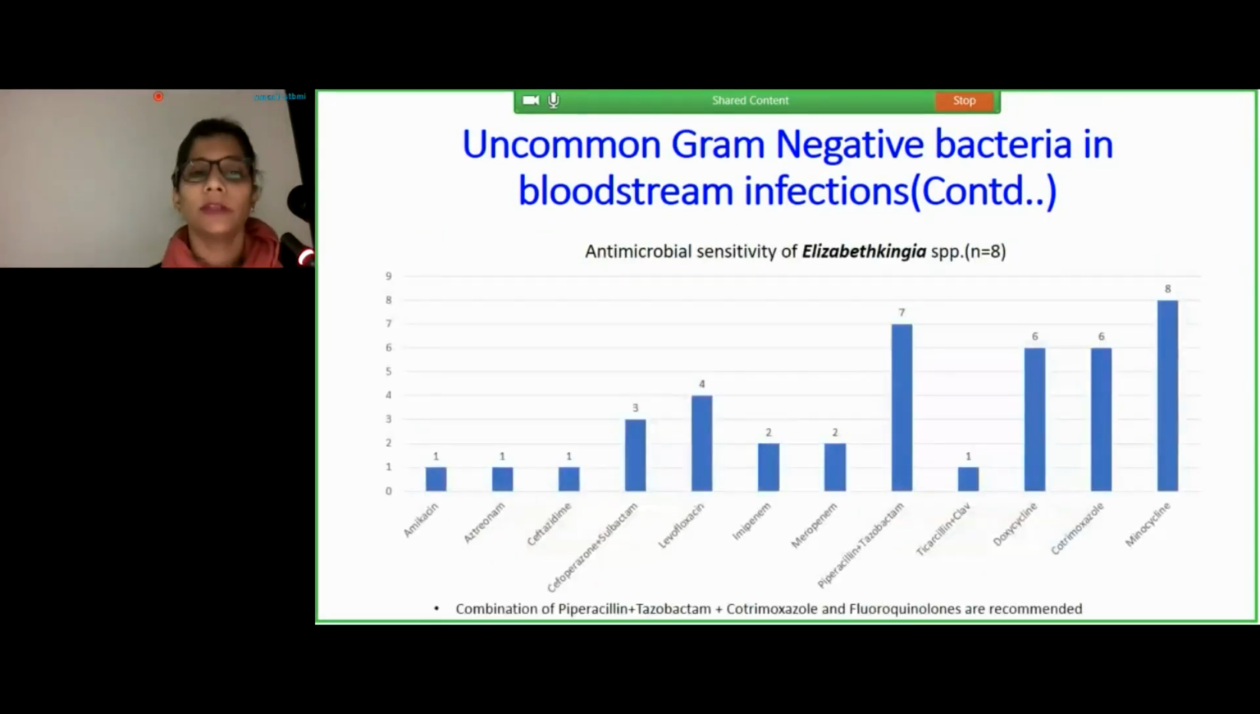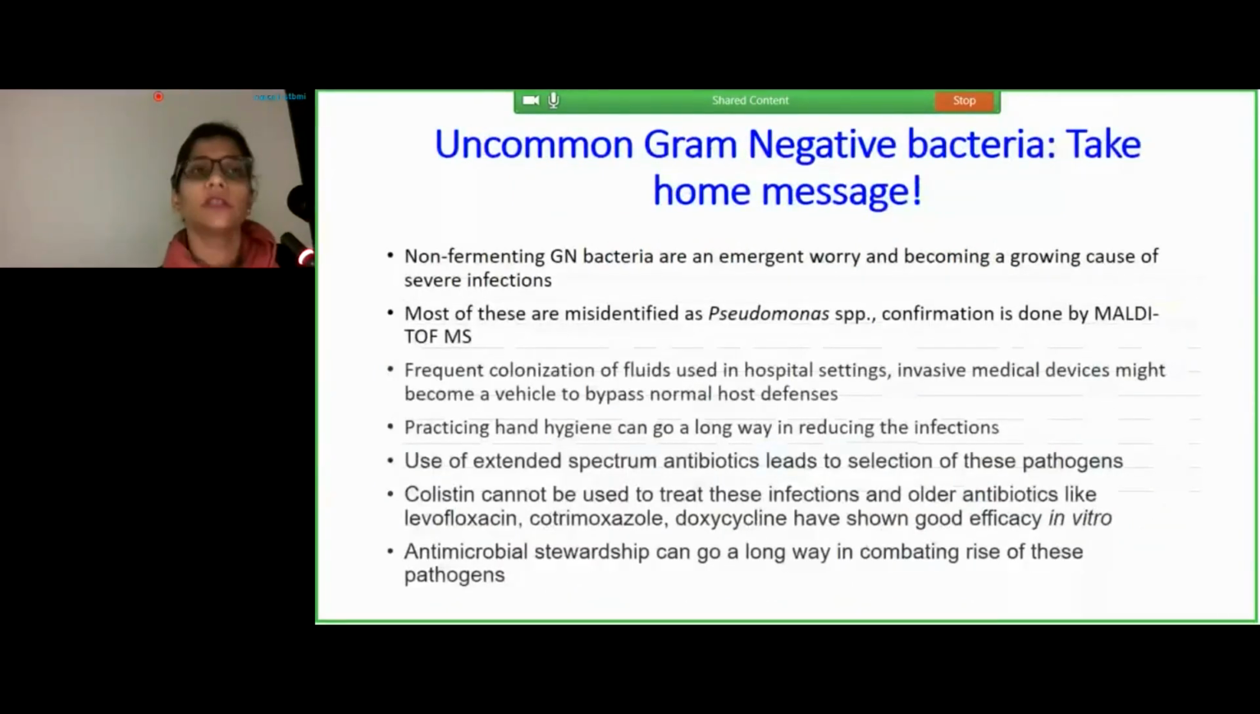Coming on to the antimicrobial susceptibility pattern of this disease, we can look at the chart and you can see that out of a total of 8 isolates, sensitivity was seen for piperacillin-tazobactam combination, followed by doxycycline, cotrimoxazole, followed by others. And in the literature also, it has been recommended that we should give a combination of piperacillin-tazobactam plus cotrimoxazole and fluoroquinolones. So when we look at the chart, we know now that these pathogens respond to the older antibiotics like doxycycline, ciprofloxacin, and cotrimoxazole.